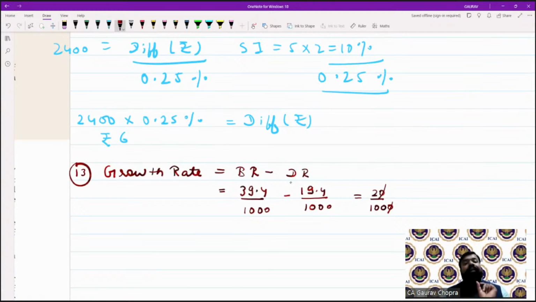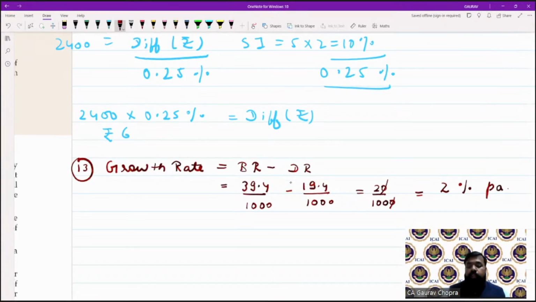Now, upon 100 means what? Upon 100 means percentage. So it can be written as 2%. So population is increasing at the rate of 2% per annum. So this is the growth rate.